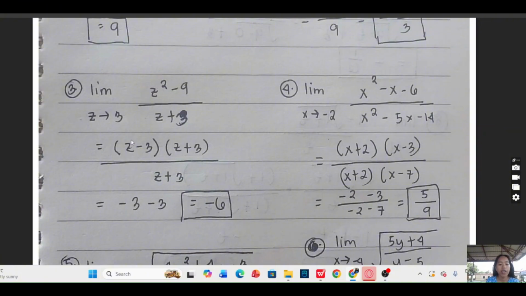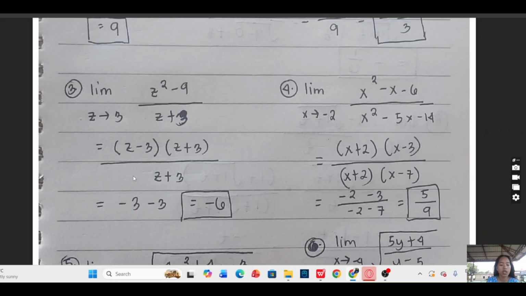The limit of z squared minus 9 over z plus 3 as z approaches 3. So we know that z squared minus 9 can be factored as the quantity of z minus 3 times the quantity of z plus 3. It can be expanded so that we can cancel z plus 3 and z plus 3. We can cancel that out and then we get the result z minus 3.